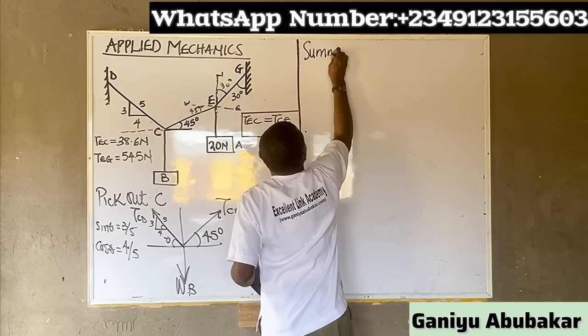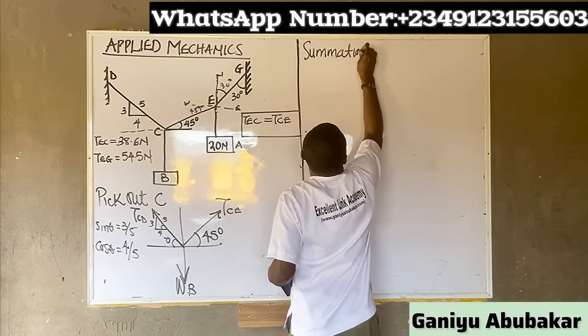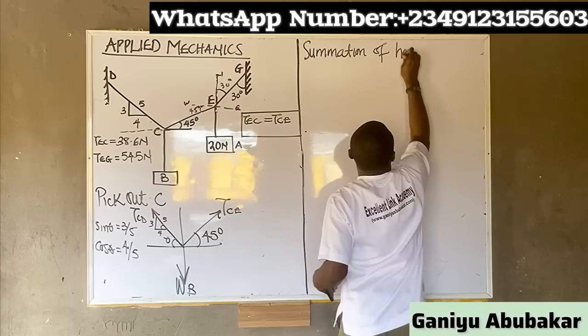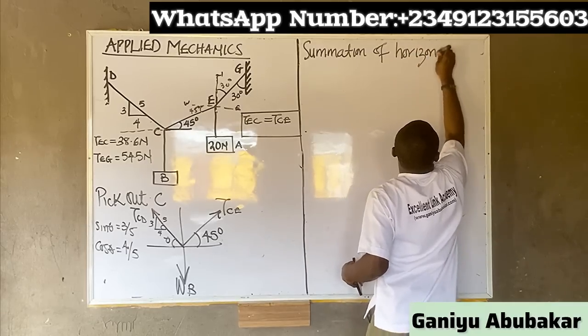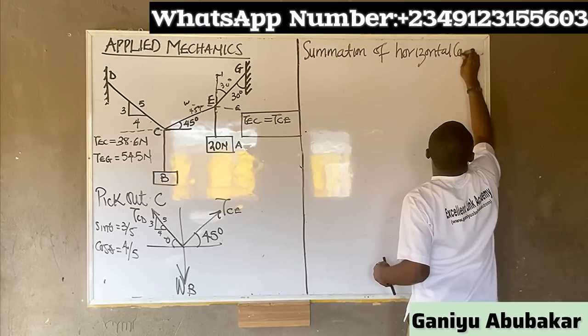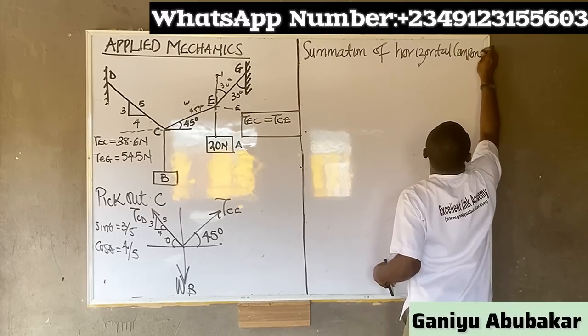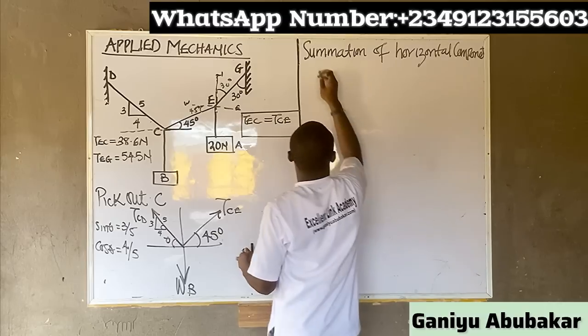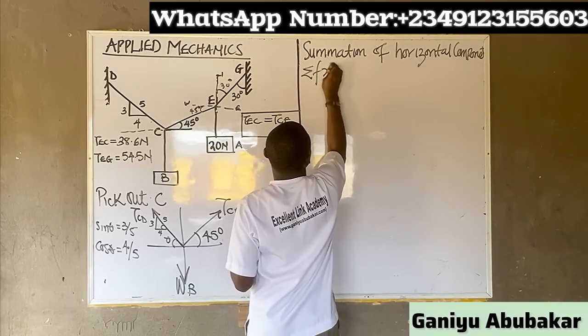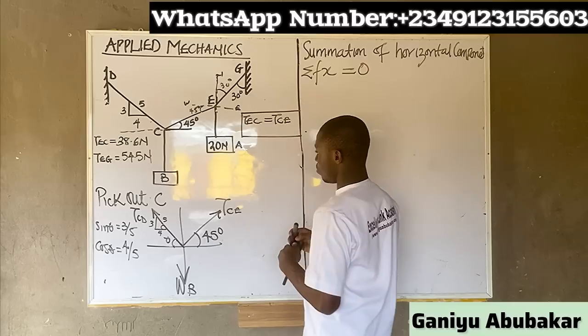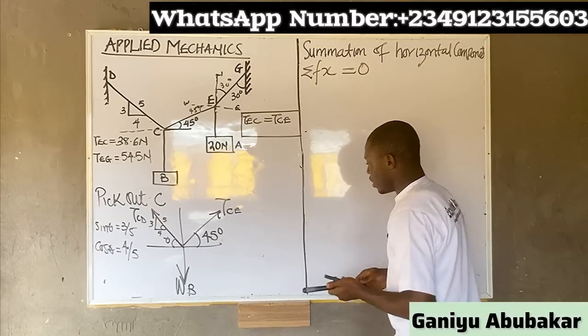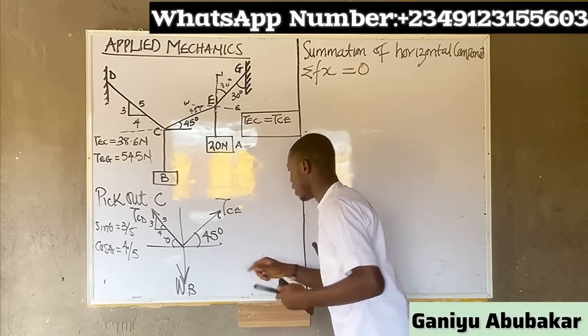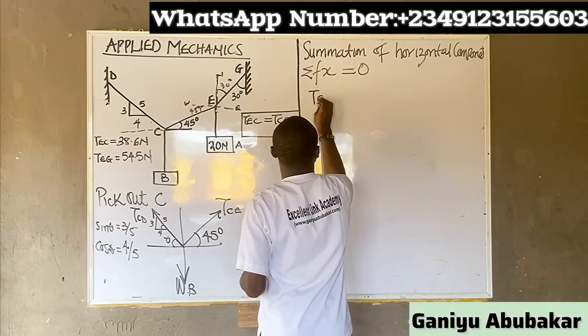Summation of horizontal component, that gives you summation of F of x equals 0. At this point here, if I resolve TEC to the horizontal, that gives you TCE, of course, cos 45.